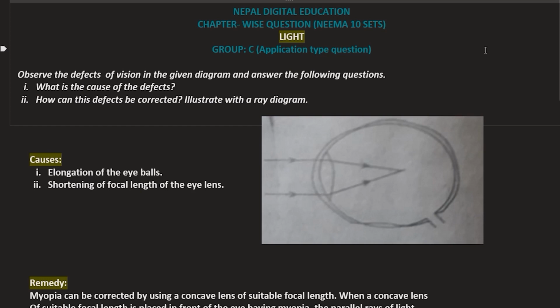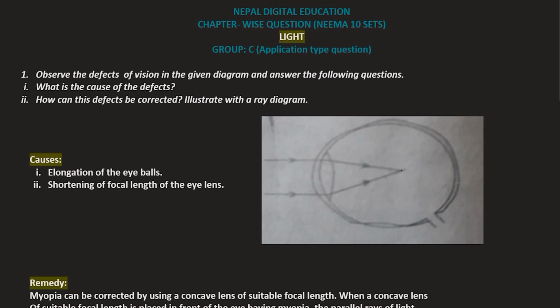Today in this video series, we are going to start the numericals of light of class 10. So let us look at the first problem of group C. Observe the defect of vision in the given diagram and answer the following question. So this is our diagram.